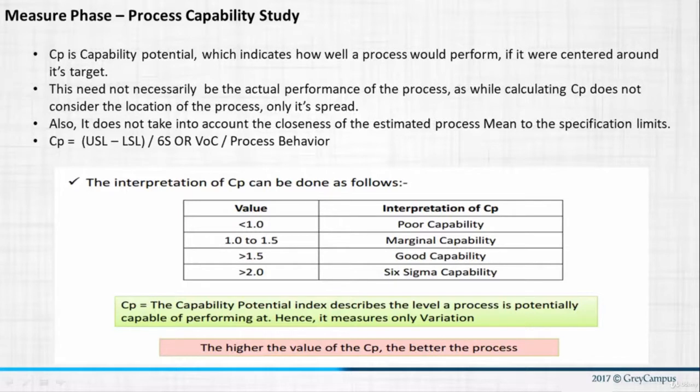You can see in the chart here the different values that correspond with a good CP value versus a bad CP value. The higher the CP value, the better the process is in relation to the customer requirements.